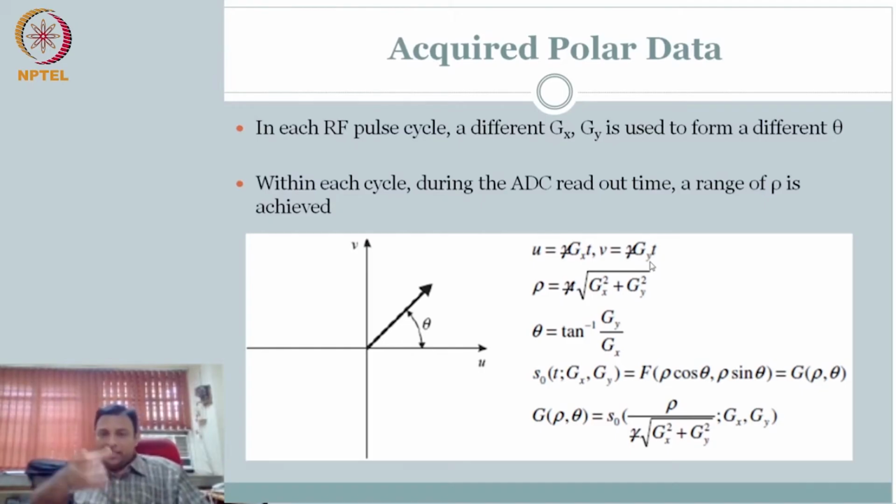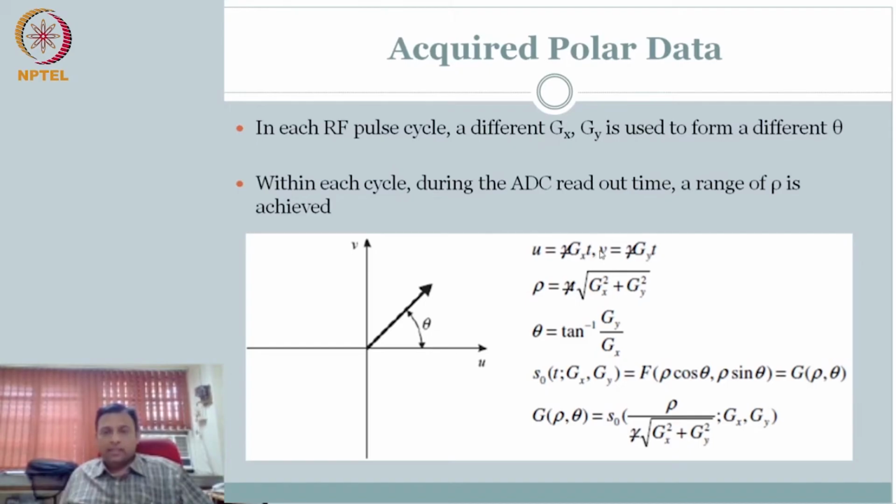If you understand the meaning, you don't have to pay attention to remembering all this. This will come straightforward by thinking about the physics. Using the mathematical notations, you will arrive at the equations. So u is gamma Gx t because it is a frequency. Gamma Gy t is the frequency. You are acquiring it over a period T, right? T is the acquisition. So you are having this readout gradient while you are acquiring.